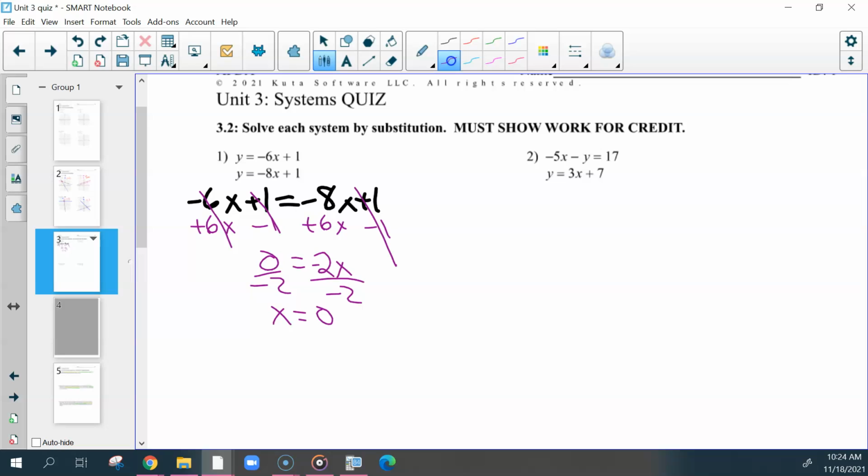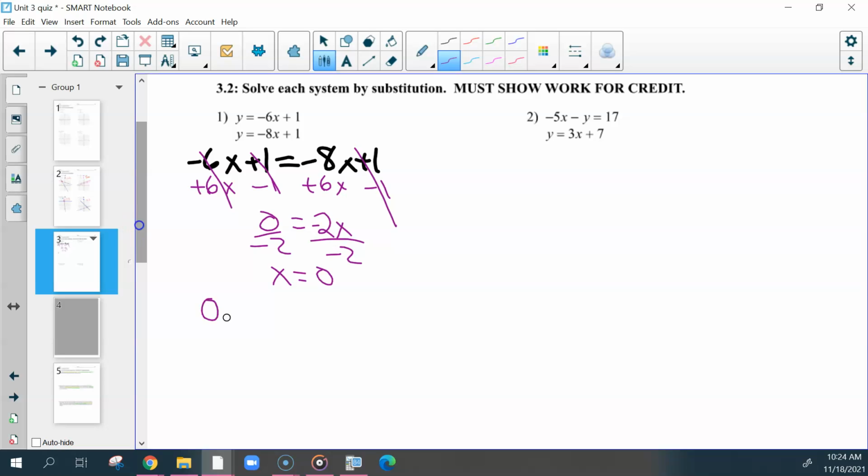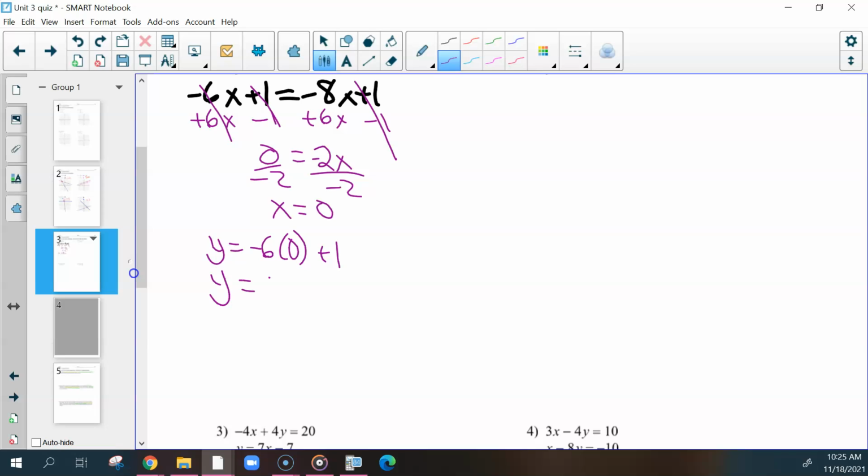Put 0 back into one of your equations to find your y value. So y equals negative 6 times 0 plus 1 would give us 0 plus 1 or just 1. And then make sure you're putting your final answer as an ordered pair. 0, 1. Do we have questions on that one?